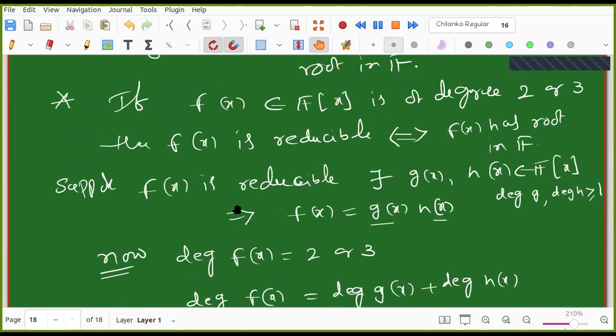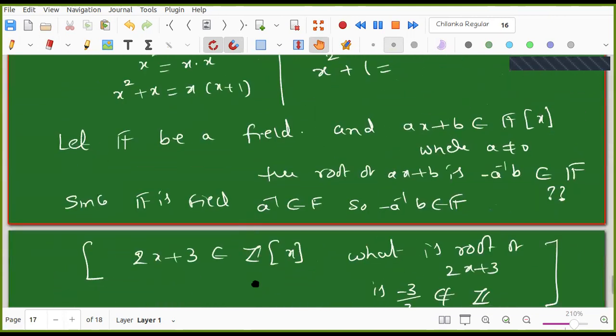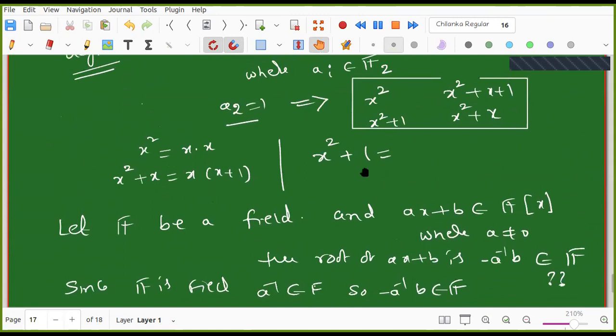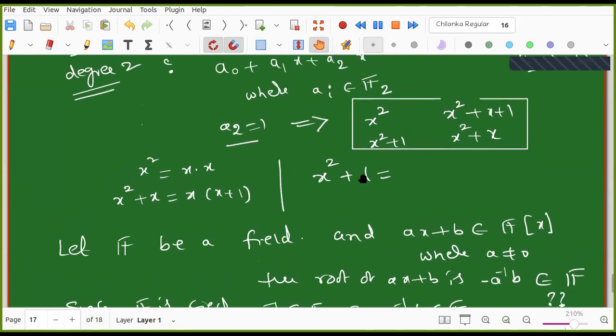Why am I telling all these things? Now I am going to Suresh again. So x square plus 1, is it reducible or irreducible over Z2? How do you check? If it is reducible, it has a root. If it is irreducible, it has no root. But what are the elements in F2? Luckily, there are only 2 elements in F2. Is any one of them satisfying here?